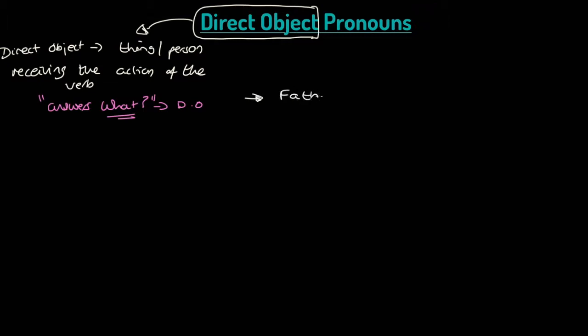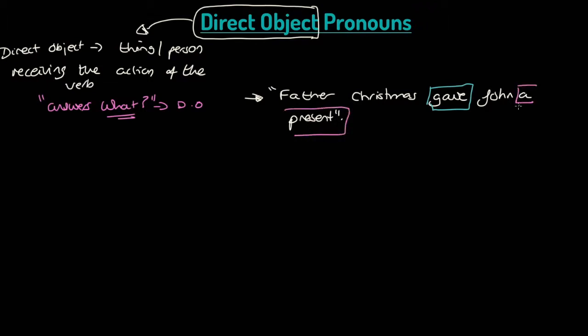So take, for example, my sentence, Father Christmas. You can tell it's December, feeling festive. Father Christmas gave John a present. He was on the good list, not the naughty list. So he gave him a present. So my verb in here is gave. And if I ask, what did Father Christmas give John? Well, he gave him a present. So the present here is my direct object. It answers the what. Okay, I bought a car. What did I buy? A car, my direct object.